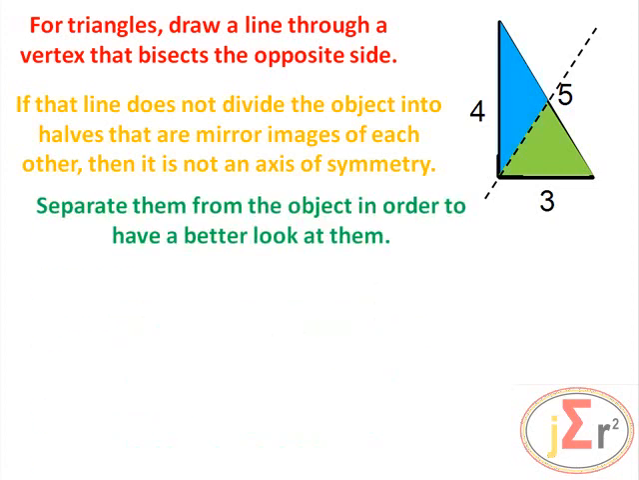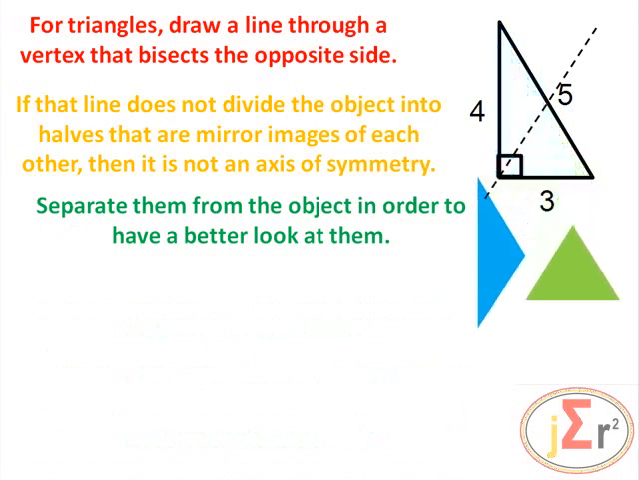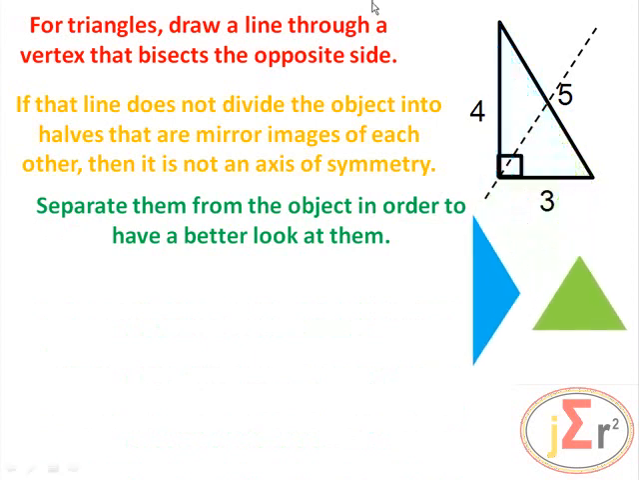So we have the two halves represented by those two triangles there. We will separate them from the object in order to have a better look at them. Because if this is a line of symmetry, then first these two triangles will be congruent. However, if they are congruent, it does not make the line a line of symmetry. They will have to be first congruent, and then one will have to be the mirror image of the other.